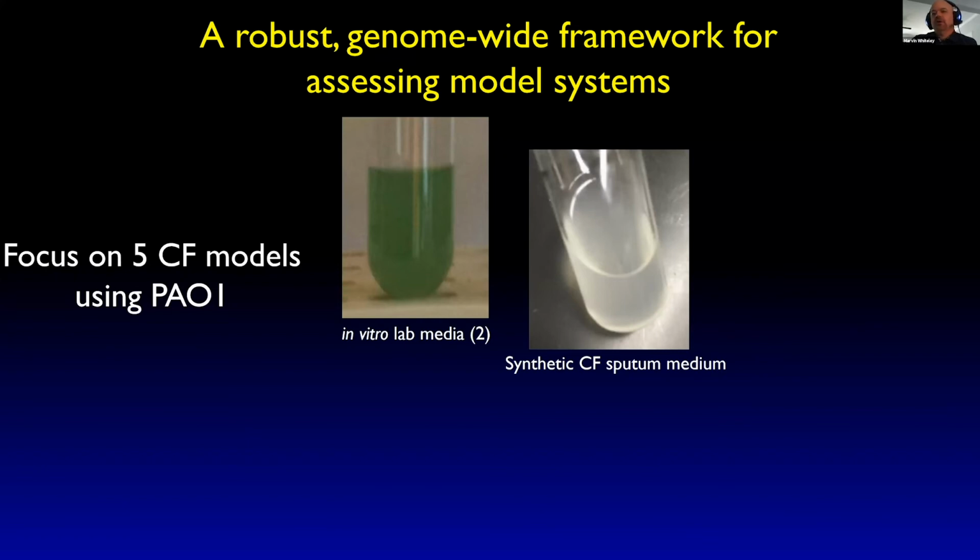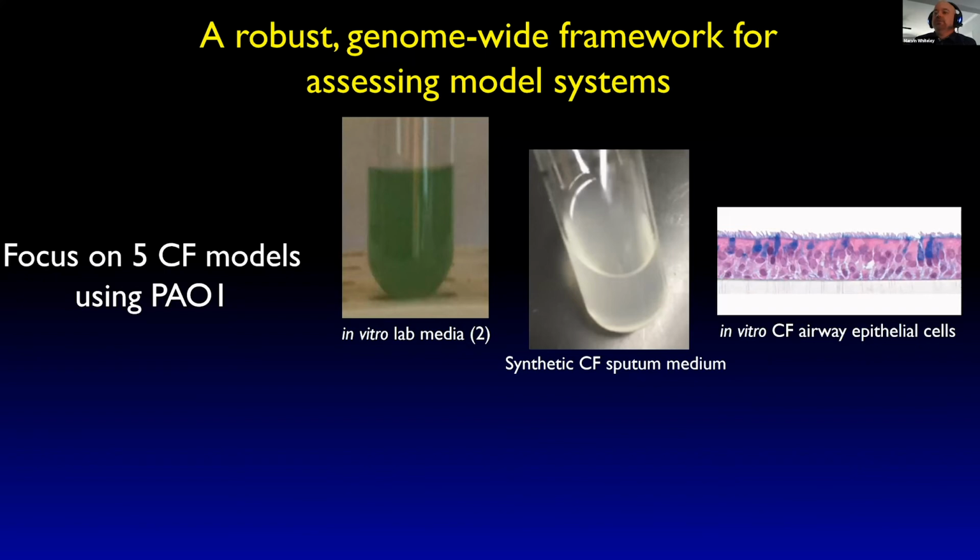And we use this model a lot. We also have an in vitro CF airway model. These are immortalized airway epithelial cells that are delta F508 in CFTR, which you heard about earlier. You grow these at the air-liquid interface and they differentiate. And you basically take the Pseudomonas and put them up here on top and let them interact.